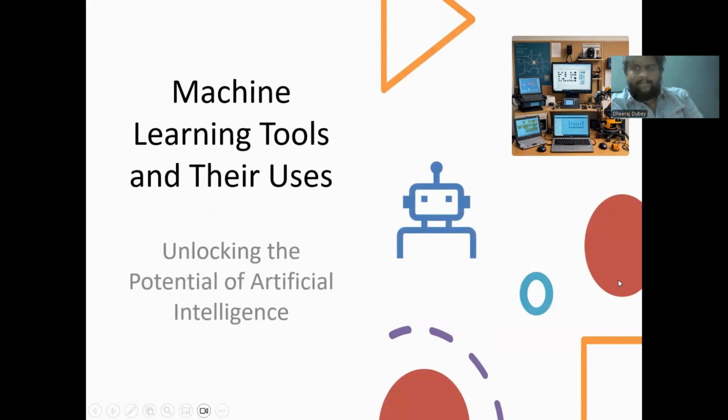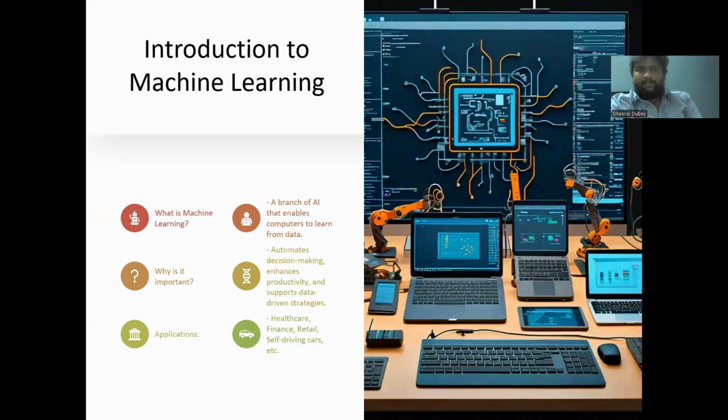So today we will take a look at machine learning tools. This is the first class of machine learning, and in this class we will just look at all the machine learning tools. So the question is, what is machine learning? Basically, machine learning is a branch of AI that enables computers to learn from data.